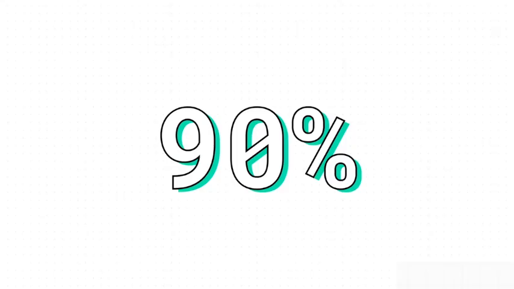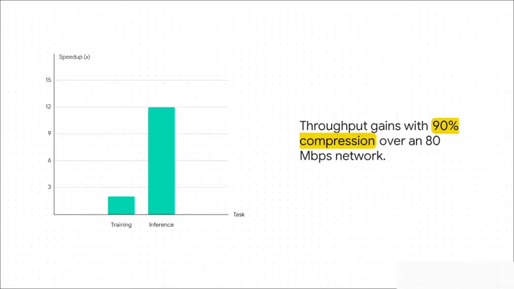And the result is, frankly, incredible. This method lets you achieve a 90% compression rate. You can literally throw away 90% of the data. But because you're doing it in a structurally intelligent way, it doesn't hurt the model's performance at all, even when you're training over a slow 80 megabit per second connection. This translates directly to a 2 times speed up in training time and a massive 12 times speed up for inference, which is how you actually use the model later on. The first weapon against our dragon has been forged.